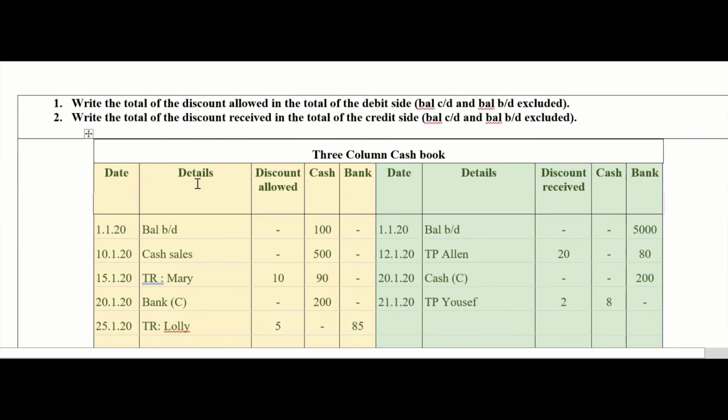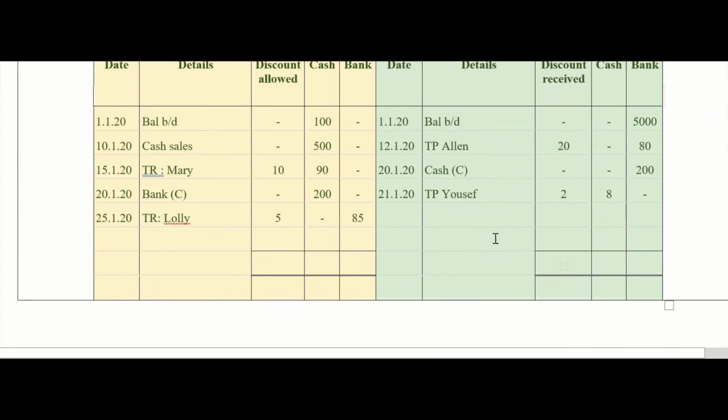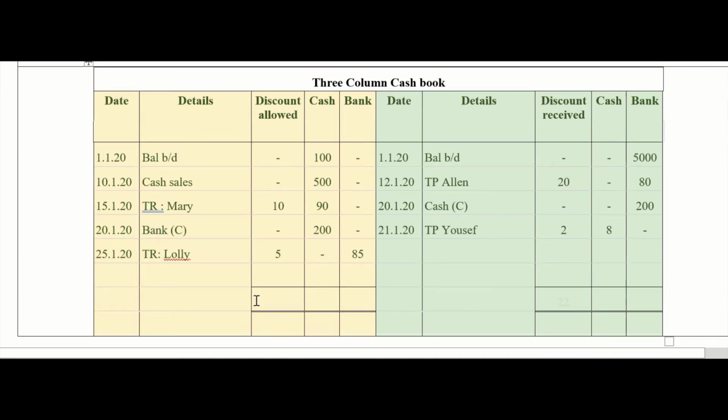First of all, we are going to complete rule 1 and 2. Let's total the discount allowed column. On the debit side, you get 10 plus 5, which is 15. And on the credit side, discount received gives a total of 22. That's it you do for the discount columns. There isn't a requirement to write balance carried down or brought down for the discount allowed column on the debit side, as well as the discount received column on the credit side.